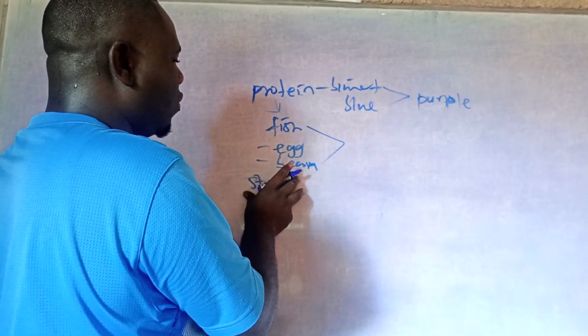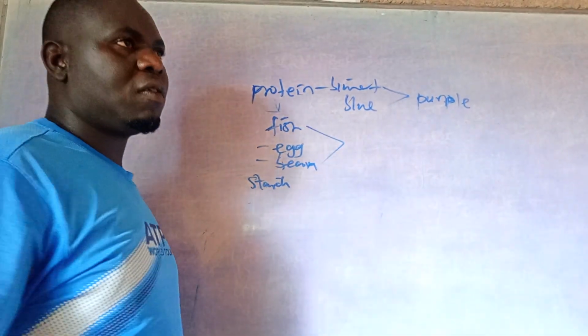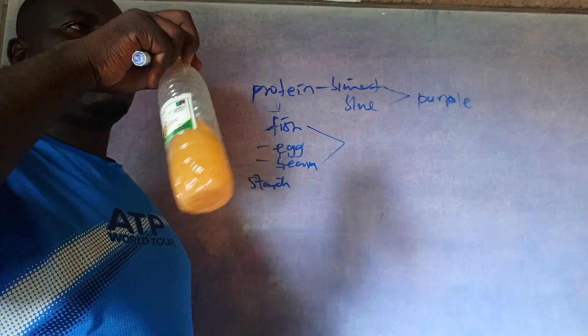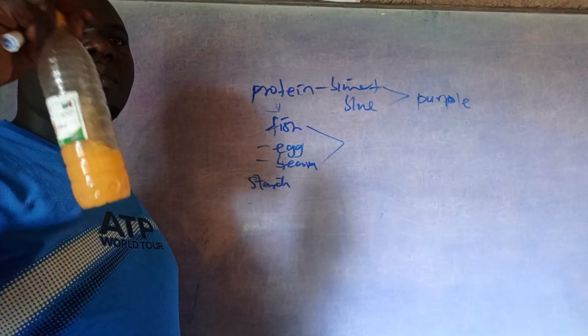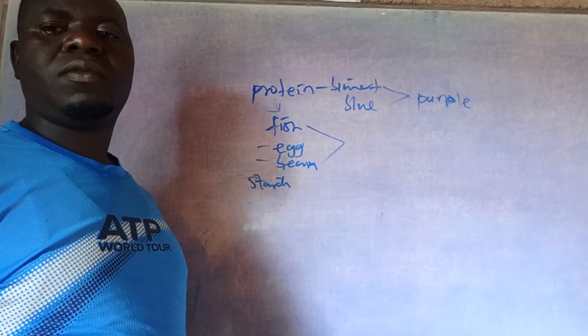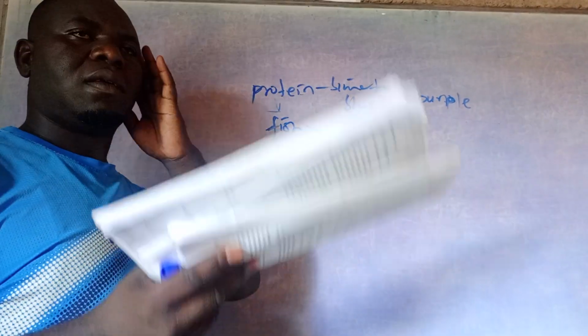Okay, before we go to starch, the method in terms of protein. What are the methods? What are you supposed to do? For example, if this sample is given and you are asked to test for protein, what are you supposed to do? Any idea? Yes.